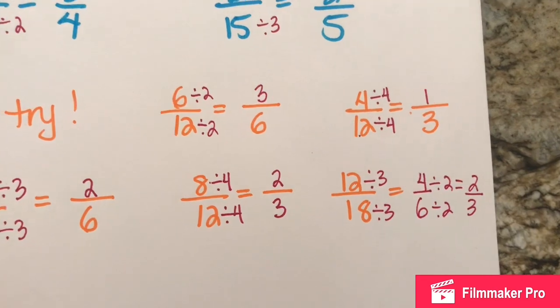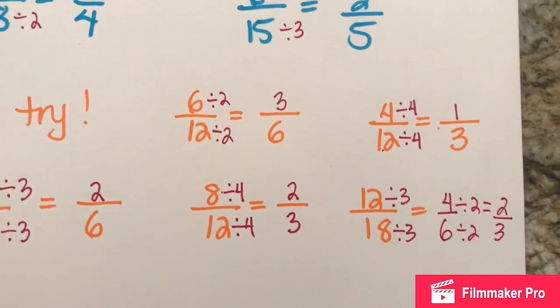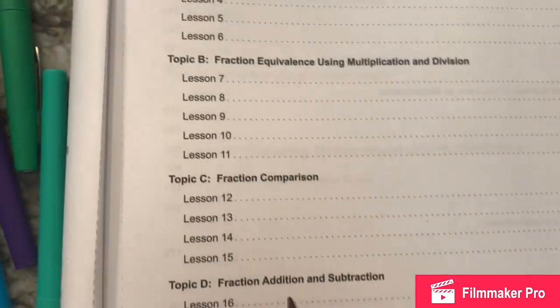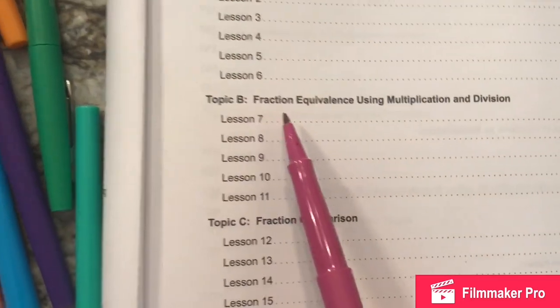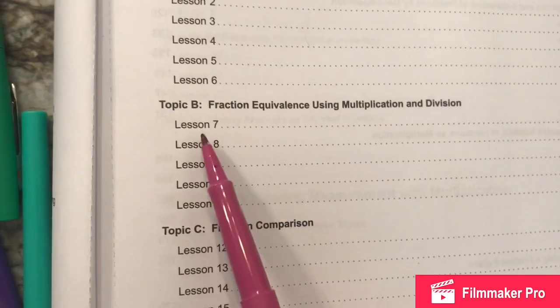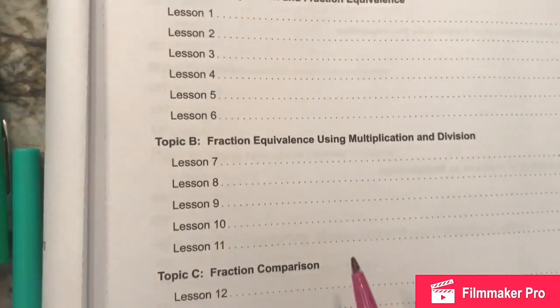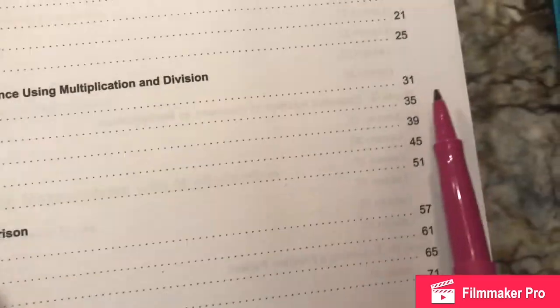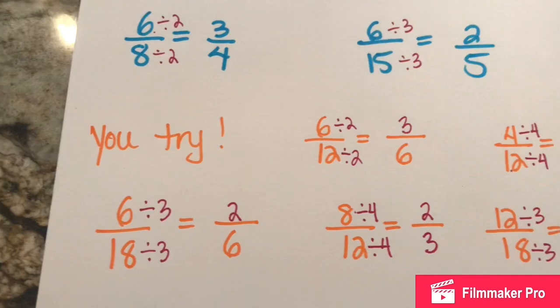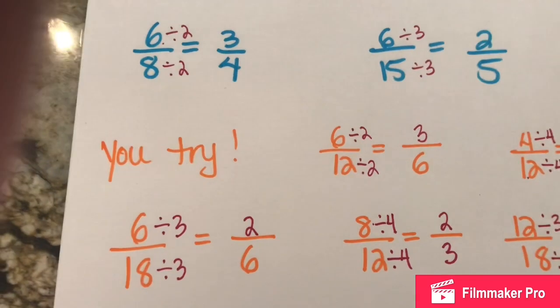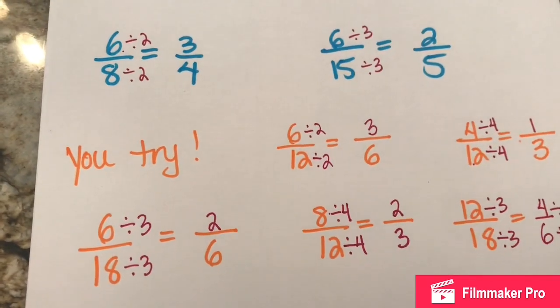Okay? And once again, if you take your Succeed book and you go to the table of contents, you can see that there are lessons in here that you can practice these skills on. Lessons 7 through 11 would be helpful for you to practice. And that looks like page 31 to 51 if you have your Eureka book. If not, you can practice making some more on your own or start the video over.